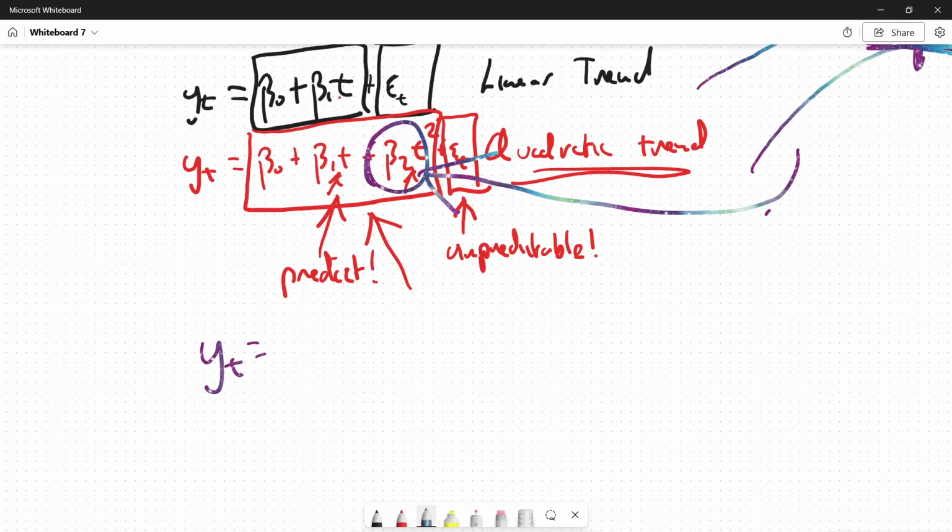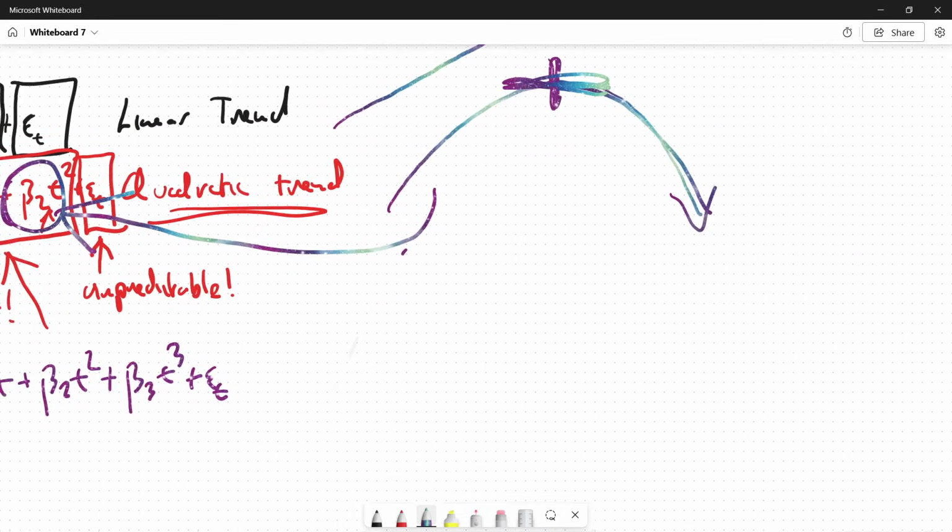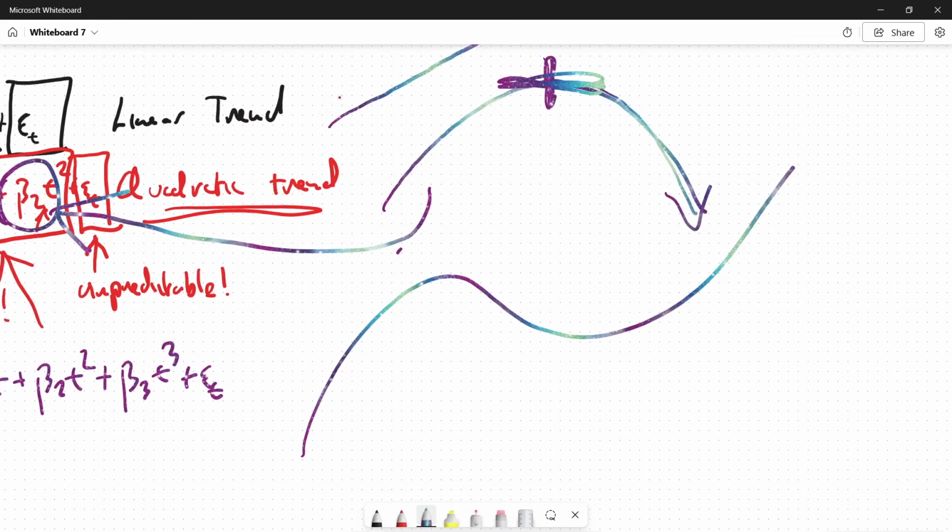like y_t is equal to beta 0 plus beta 1 t plus beta 2 t squared plus beta 3 t cubed. Aha! Now I've got a cubic function in time plus an error term. And instead of a line or a parabola, the cubic function will do something like this. Interesting. Now, a cubic function is going to have 2 inflection points. That's the first thing to say about this. Do you really believe you're dealing with a type of data set that can do that?